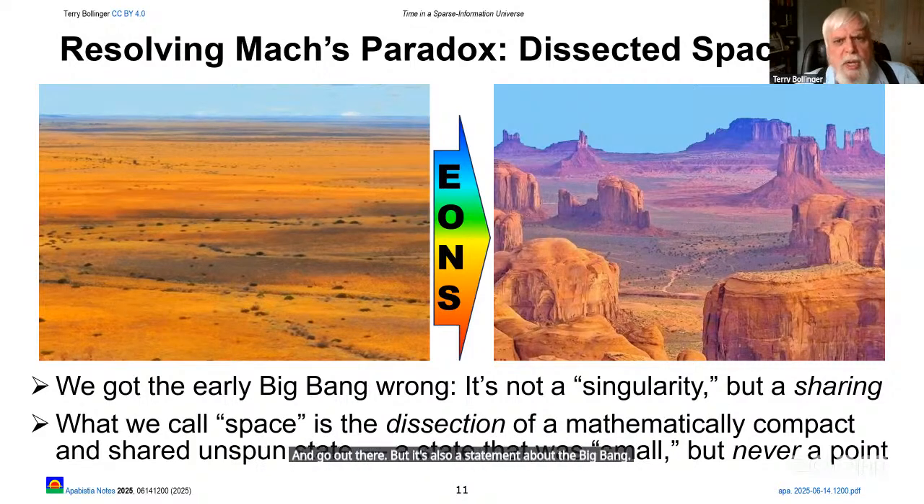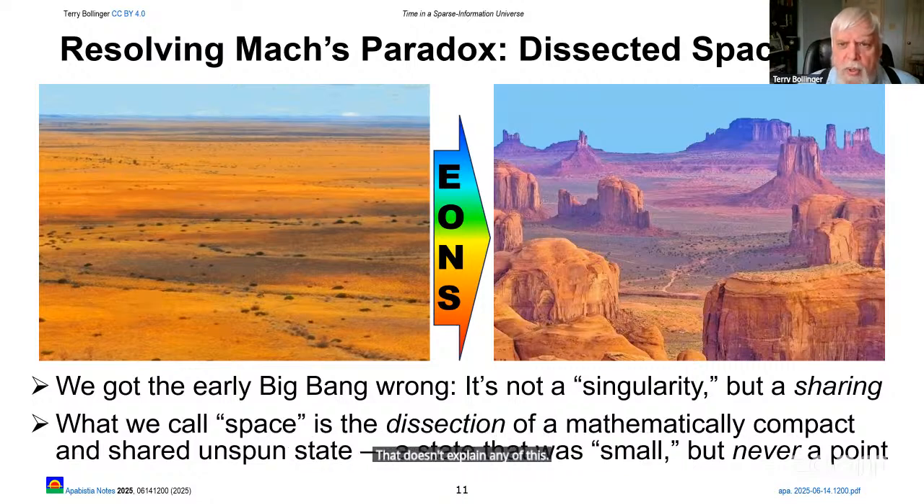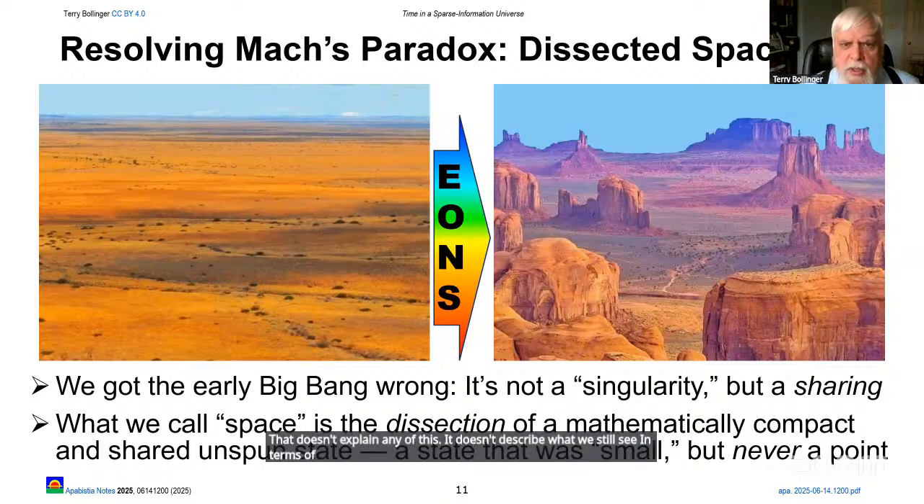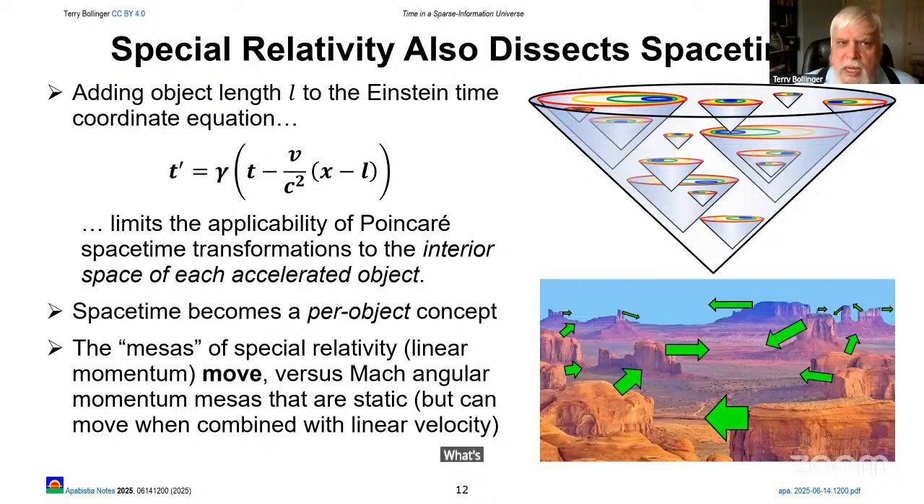There's been a lot more discussion lately, and I haven't tracked all of the ancestry of some of the arguments. This would be my own contribution about why we should not think of the original universe as a point-like singularity. That doesn't explain any of this. It doesn't describe what we still see in terms of immediately obvious characteristics of the original universe. What's also interesting is that special relativity also dissects space-time.